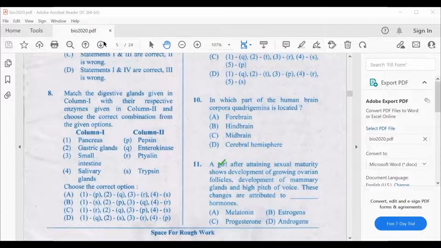Tasmia answered as option B. Vani KS answered as option B. Sindhu option B. Kirtana option B.